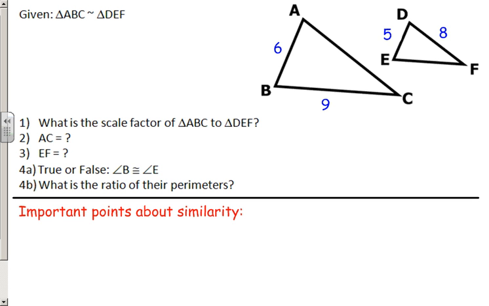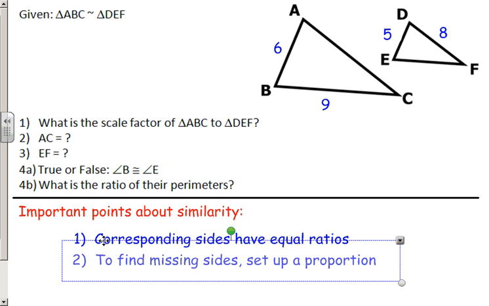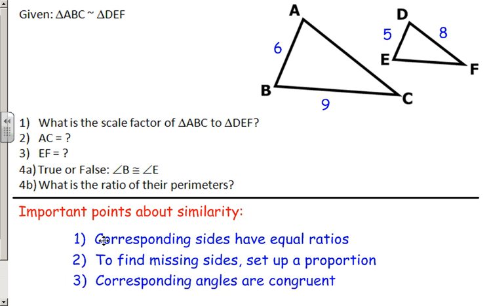Similar figures have some main things that you need to remember. The first thing is that corresponding sides have equal ratios. That's an important concept, and that's going to help us set up proportions in a second. The second main point is that to find missing sides, you need to set up a proportion, which again is an equation of ratios. Ratios are just fractions, or a quotient of two numbers. And then lastly, corresponding angles of similar figures are going to be the same. Okay, that's what gives them the same shape, is their angles remain the same, but their sides are different. Their sides are different by the same ratio, and that's why we can find missing sides.